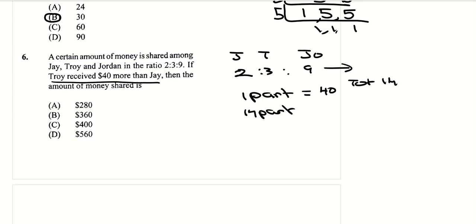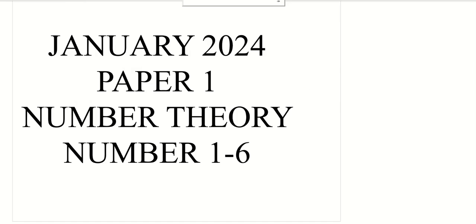So if you know 1 part, or the cost of one thing, you could find out for any number. So this would be 40 times 14, right? 0, 4 4s are 16, 1 and 4 is 5. So the answer would be D, $560. Okay, now we're going to be doing January 2024, paper 1, number 3, 1 to 6.